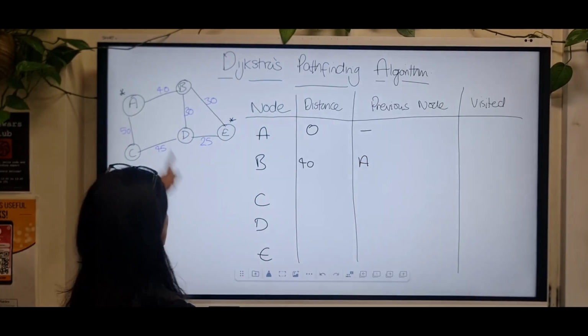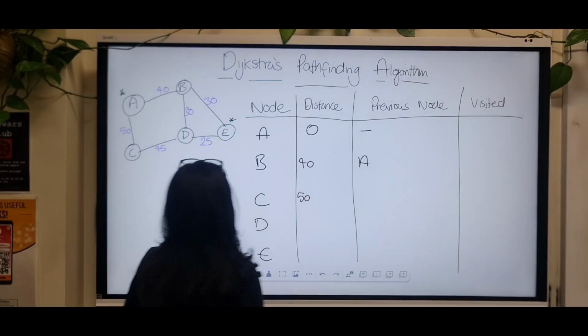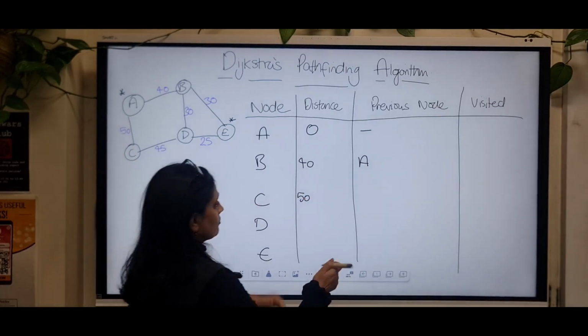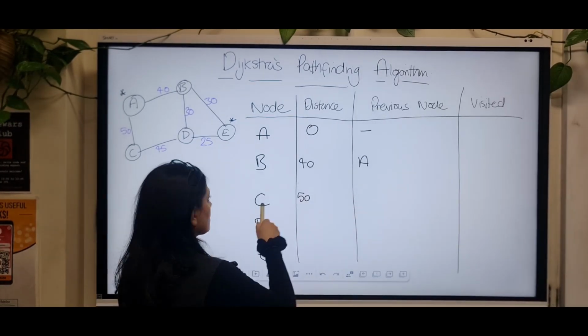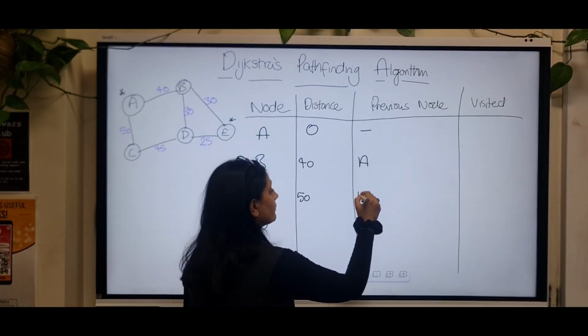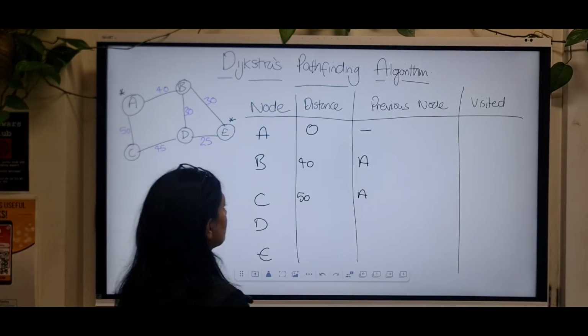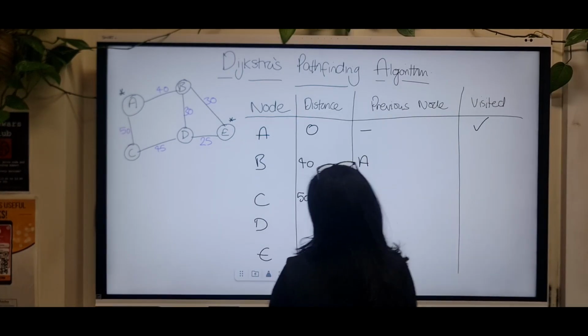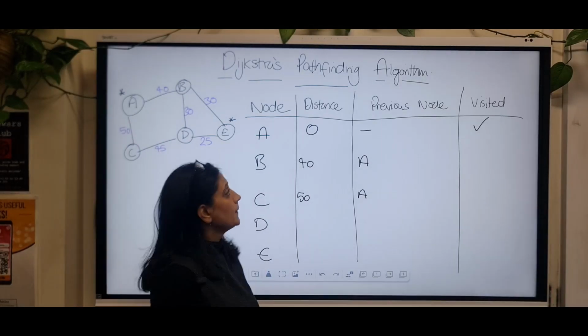Okay, A to C is a distance of 50, plus the 0, which remains at 50. And again, the previous node that you have just come from is A. Now, we can tick off A as visited, because there are no other nodes connected to it.